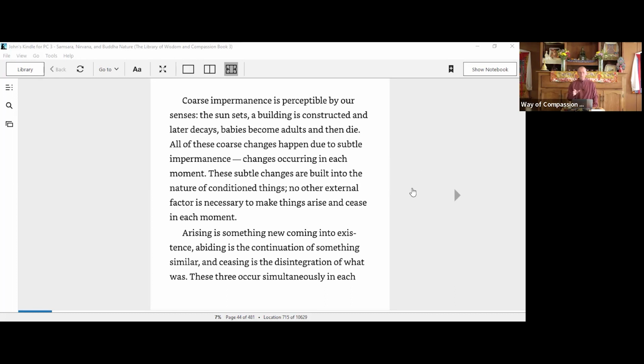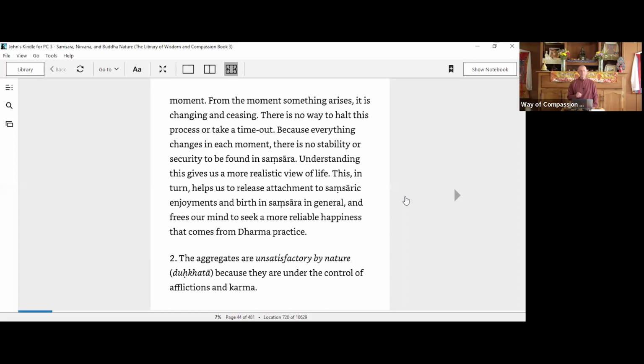So these three occur simultaneously: arising, abiding, and disintegration. Happening all the time. These three occur simultaneously in each moment. From the moment something arises, it is changing and ceasing. There is no way to halt this process or take a time out, regardless of how much anti-aging cream you buy. Okay.